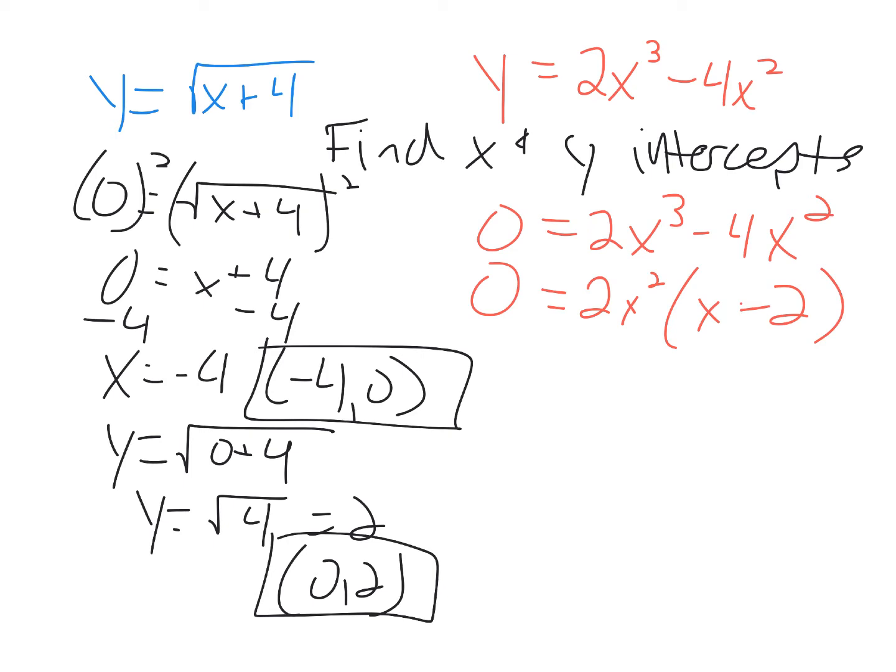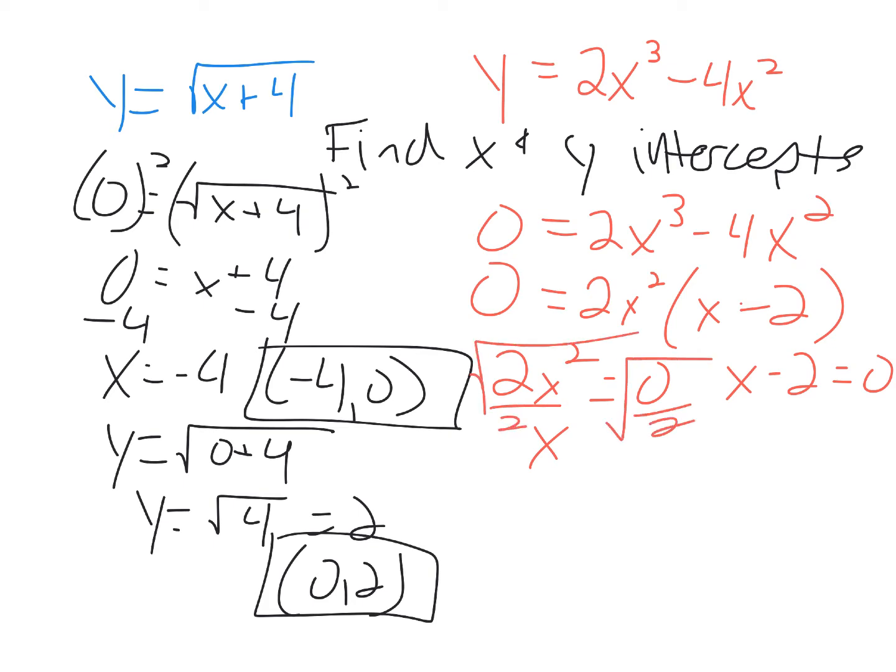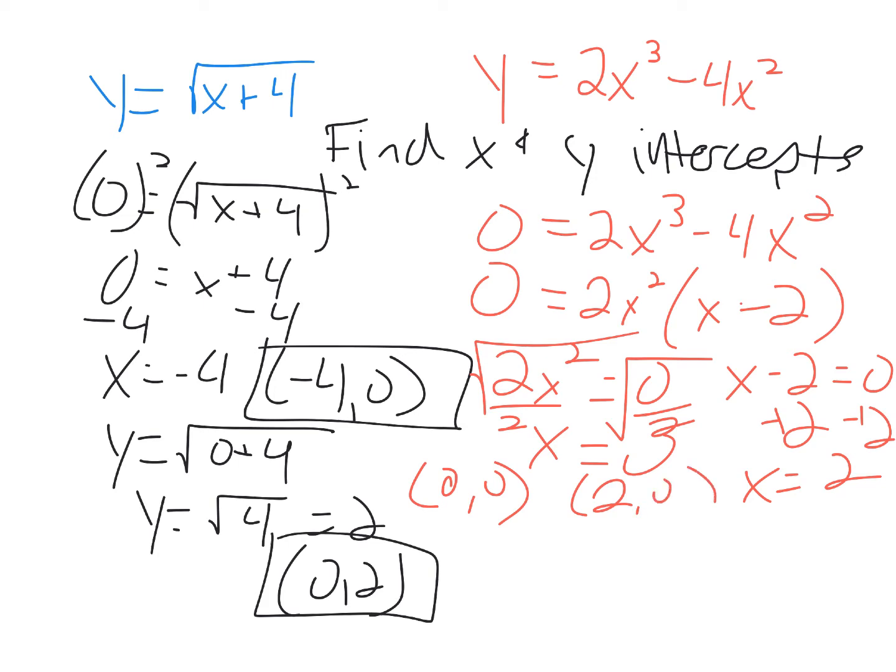And then when we factor out 2x squared, set your factors equal to 0. And so we're going to get two x-intercepts. If we divide by 2 and then find the square root, that's going to get us just a big 0. X equals 0, and then add 2, you're going to get x equals 2. So your two x-intercepts are 0, 0, and 2, 0.